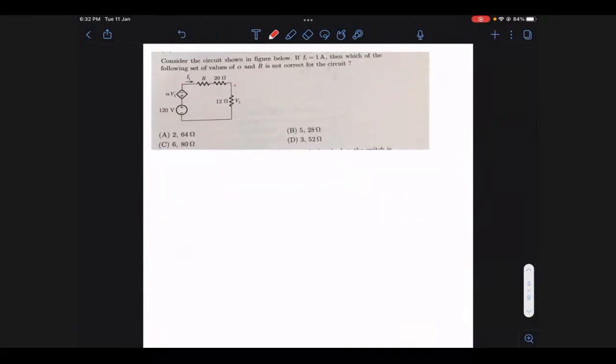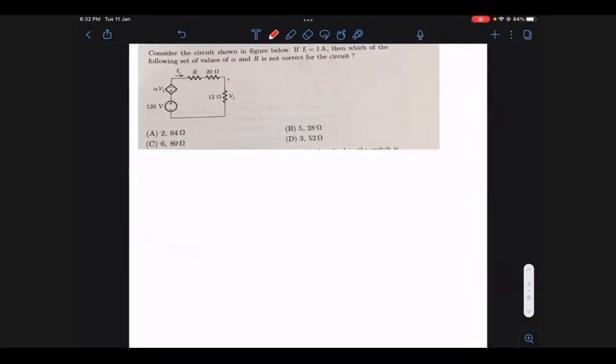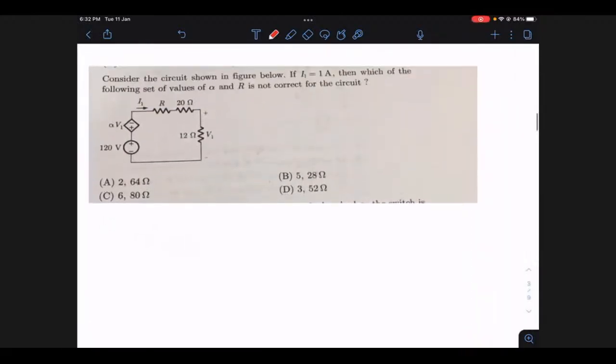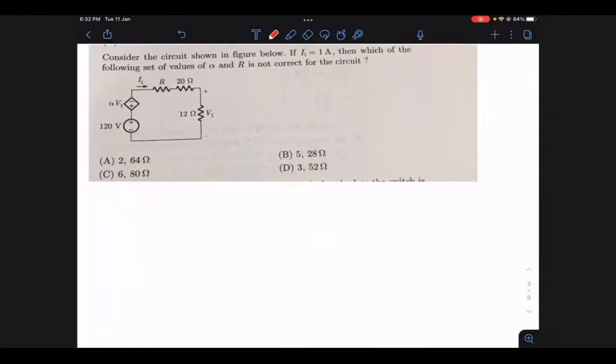Such kind of 1 mark questions are most likely to come, which is what I mean by circuit solution by inspection methods. Inspection method means there is no fixed method for these things; you just have to use your experience, how well you know KVL, KCL, Ohm's law, and accordingly you can do. The question is: consider the circuit shown in the figure below. If I1 equals 1, which of the following sets of values of alpha and R is not correct for the circuit?